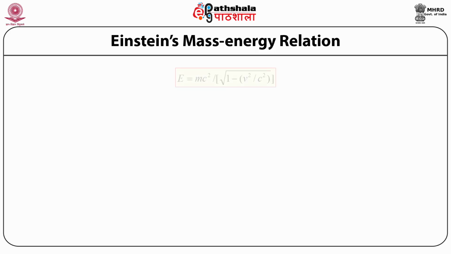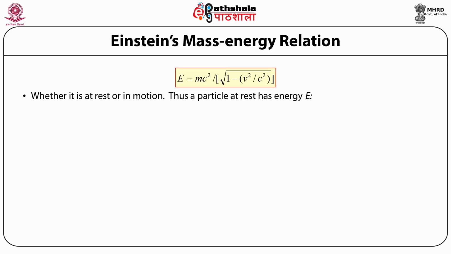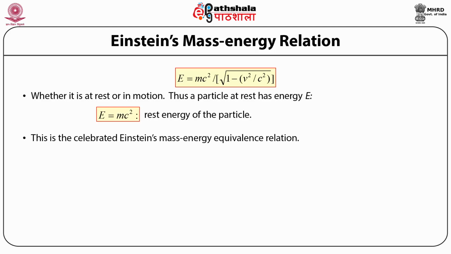And this total energy E is equal to m times c squared divided by the square root of 1 minus v squared by c squared, is the total energy of the particle whether it is at rest or in motion. While if the particle is at rest, then the energy E is equal to mc squared, and this is called the rest energy of the particle. So the above equation is basically the very celebrated Einstein's energy-mass equivalence relation, and it says that mass and energy are equivalent and interchangeable.